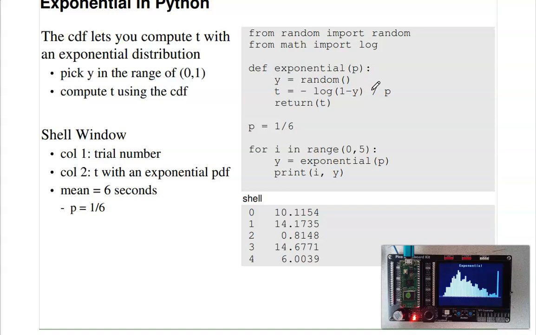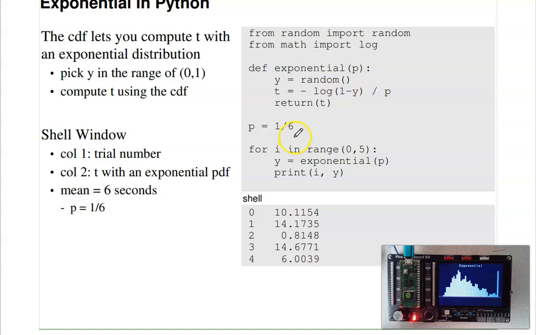So I could try that if p is 1/6. Calling that function, I can generate a distribution y that has an exponential distribution with a probability of 1/6. So doing it 5 times, it was 10.11 seconds, 14.17 seconds, 0.81. These have exponential distributions.